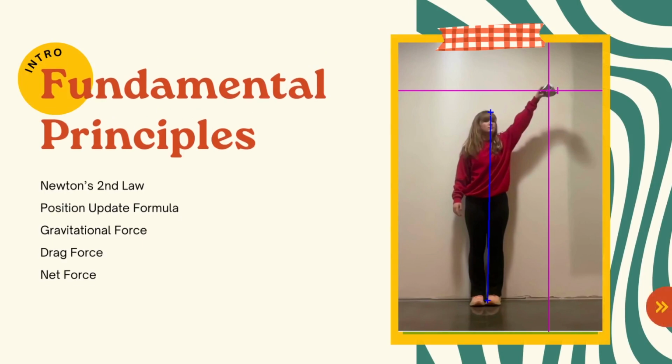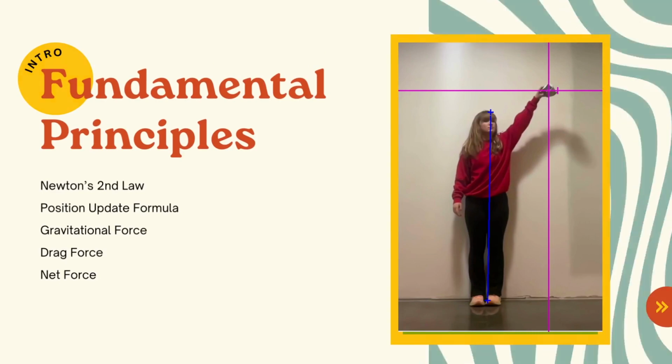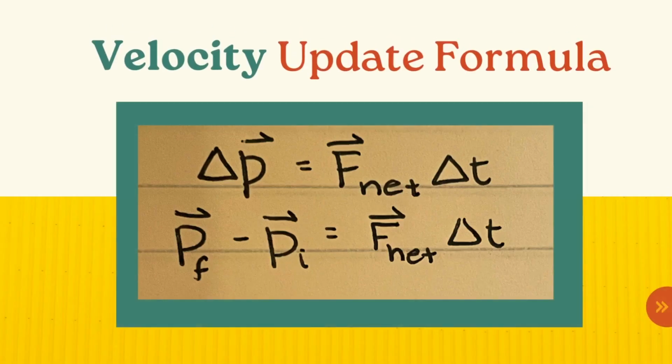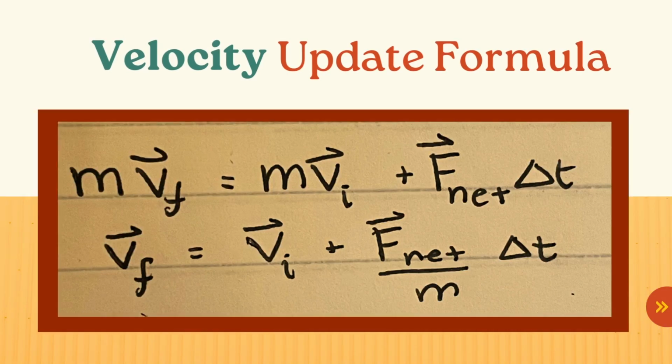We'll talk about several fundamental principles, including Newton's second law, the position update formula, gravitational force, drag force, and net force. From Newton's second law, we can find that delta P equals F net delta t, where the final momentum minus the initial momentum equals F net delta t. We can break up momentum to be mv, divide by m, and we can get our velocity update formula shown here.